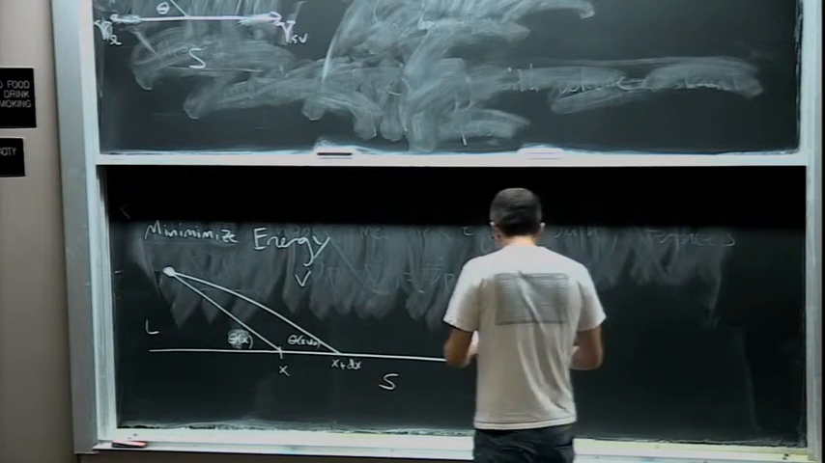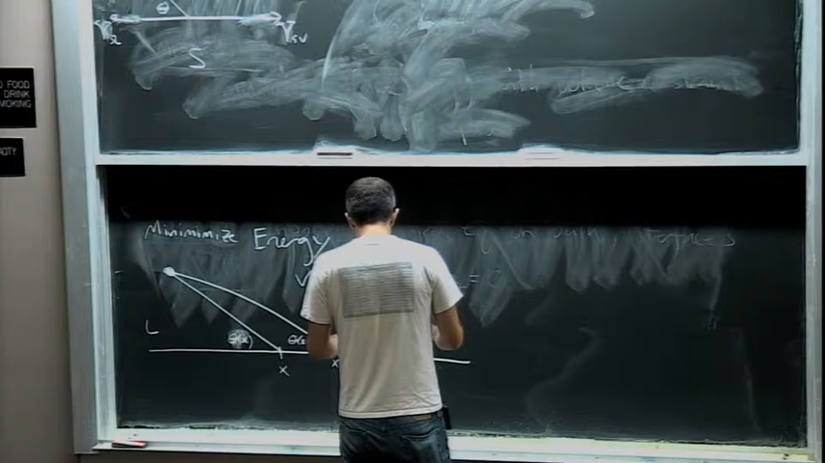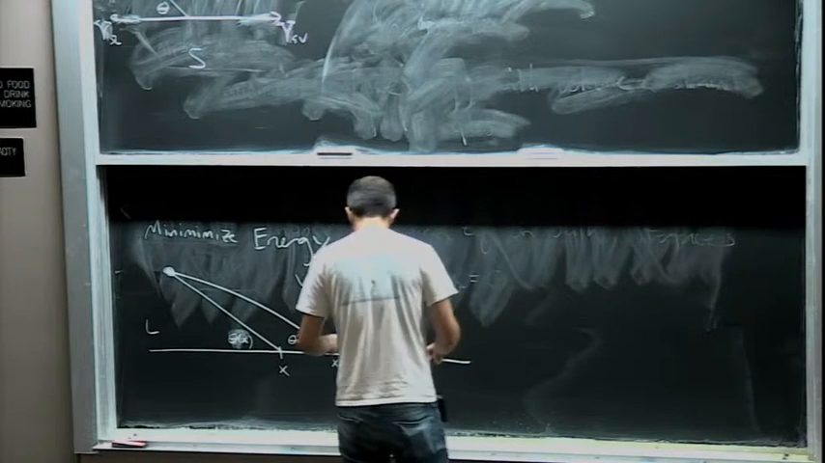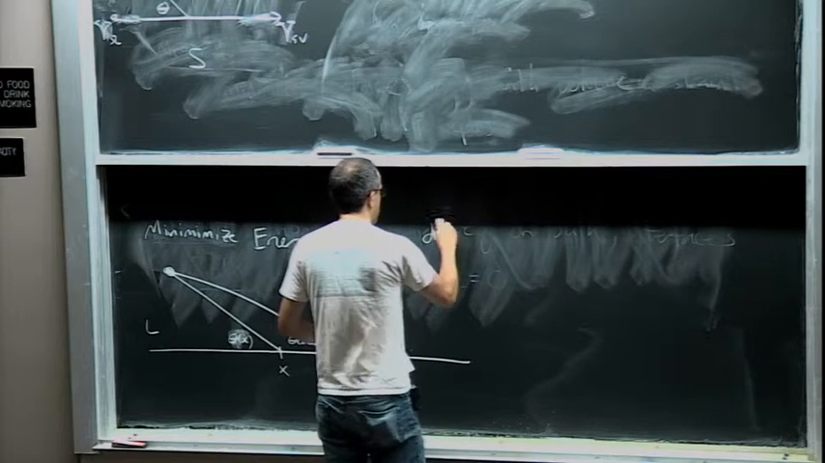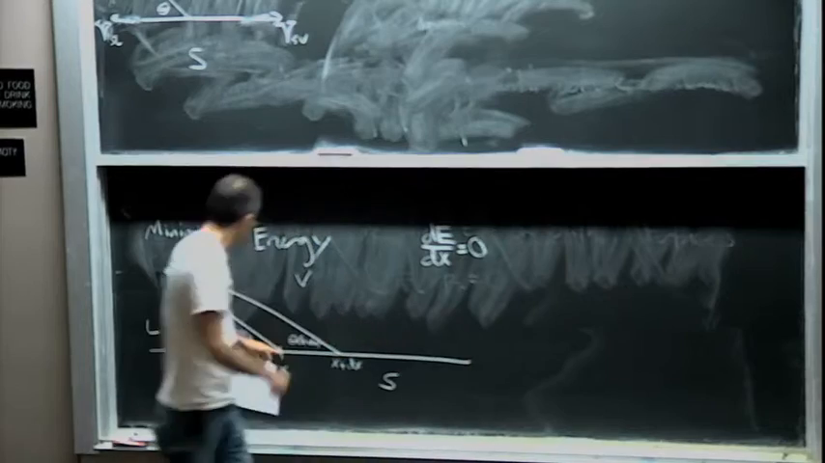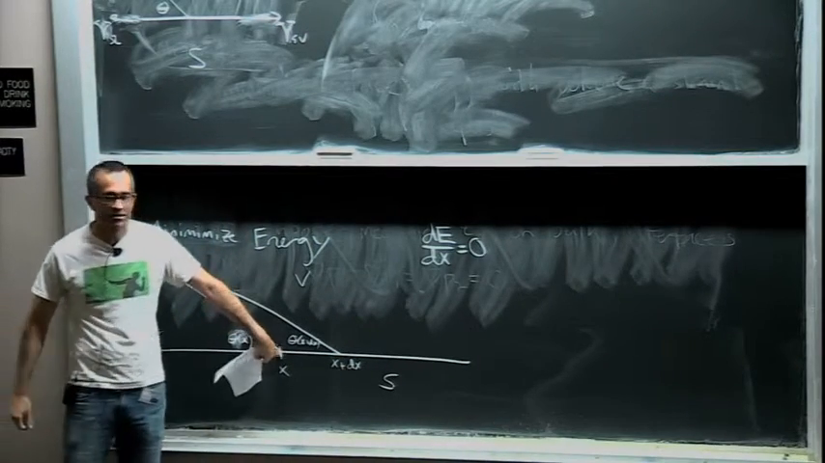OK, so let's minimize the energies. So what we want to do is calculate the derivative of the energy with respect to the position of the interface, which we're going to call x.